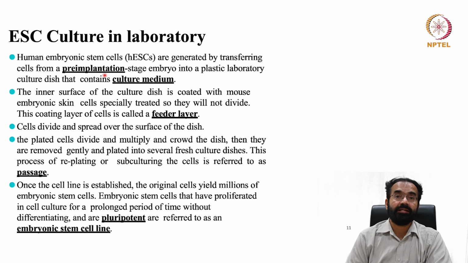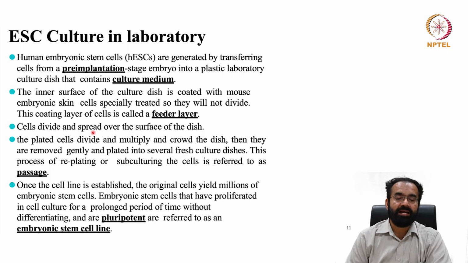Embryonic stem cell culture in the laboratory. Human embryonic stem cells are generated by transferring cells from the pre-implantation stage of the embryo into a plastic laboratory culture dish that contains the culture medium and also the feeder layer. The inner surface of the culture dish is coated with mouse embryonic skin cells and specially treated so that they will not divide. They will be alive, but they will not divide. This coating layer of cells is normally referred to as the feeder layer.